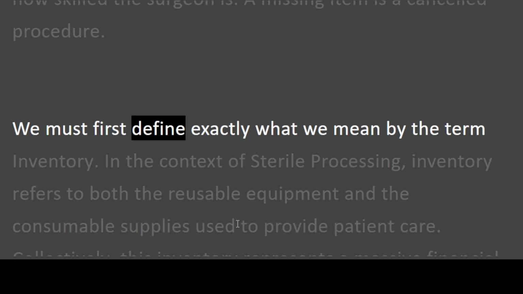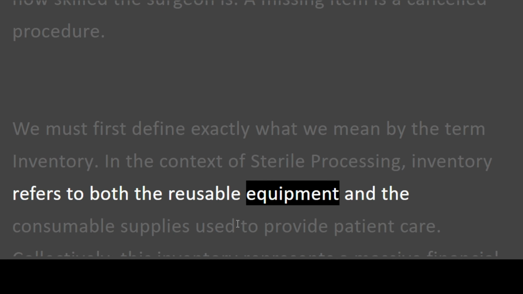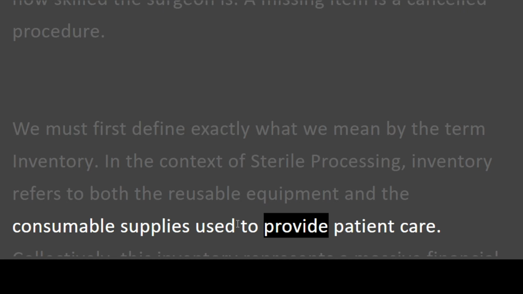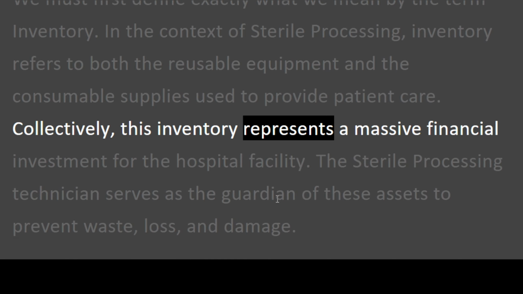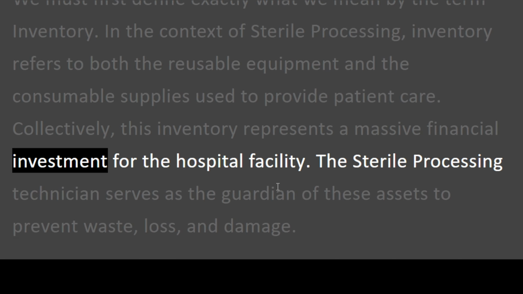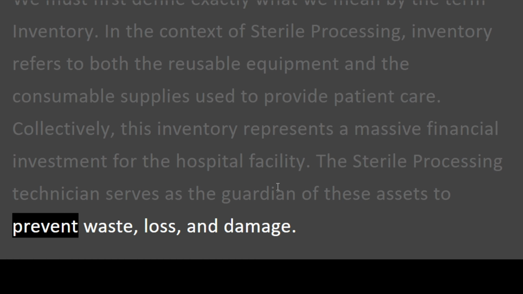We must first define exactly what we mean by the term inventory. In the context of sterile processing, inventory refers to both the reusable equipment and the consumable supplies used to provide patient care. Collectively, this inventory represents a massive financial investment for the hospital facility. The sterile processing technician serves as the guardian of these assets to prevent waste, loss, and damage.